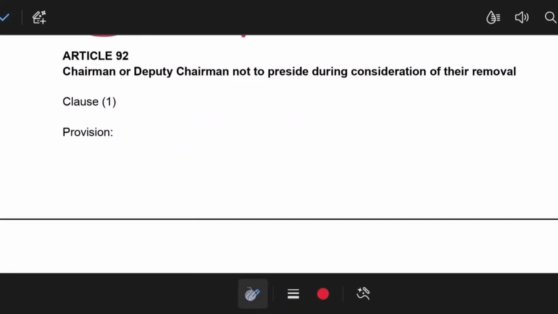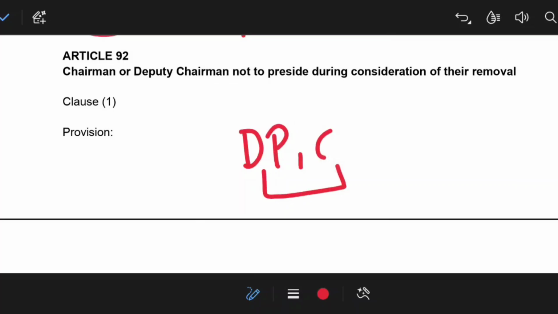Now article number 92. Article 92 is about what happens if the chairman or the deputy chairman is not presiding, because there is a resolution for his removal in the Rajya Sabha, and that resolution is under consideration. Then who will manage the affairs of the Rajya Sabha? If there is a resolution for removing the office of the chairman or deputy chairman, who will maintain the decorum of the Rajya Sabha? Who will preside over the Rajya Sabha to carry out its transactions?